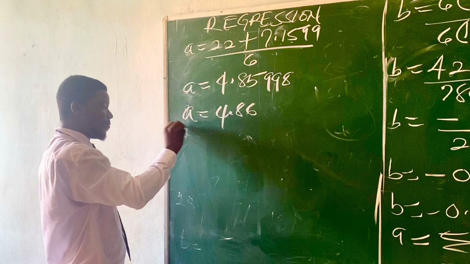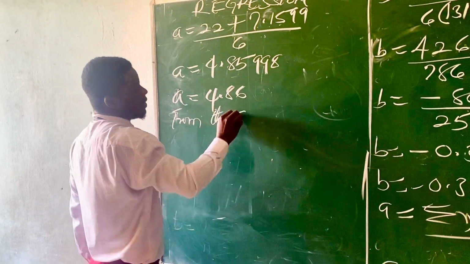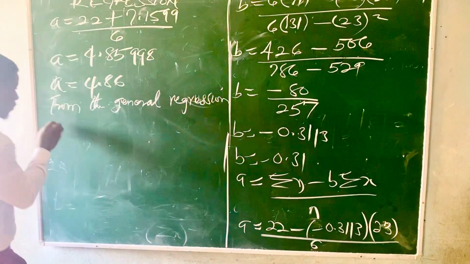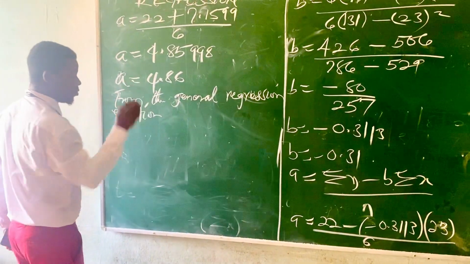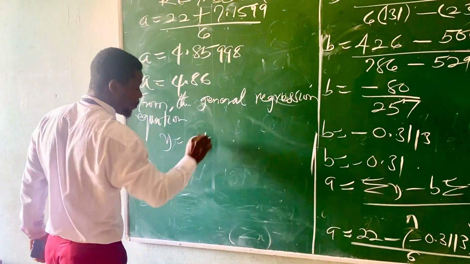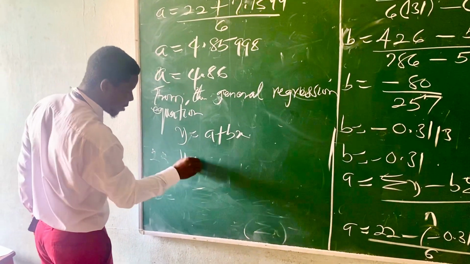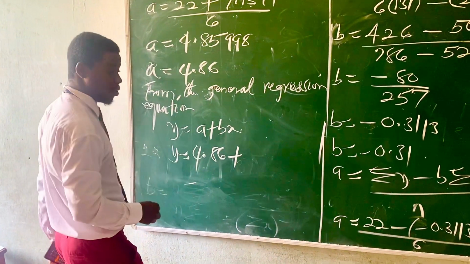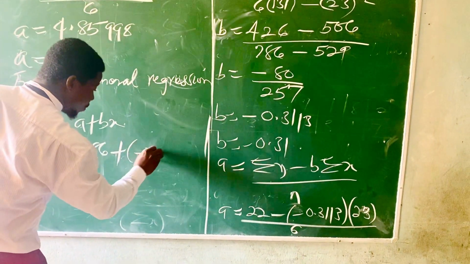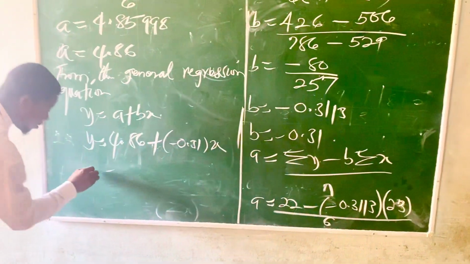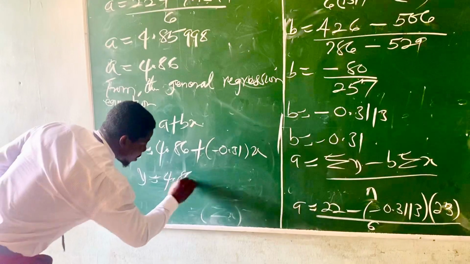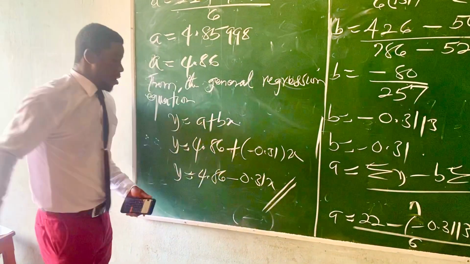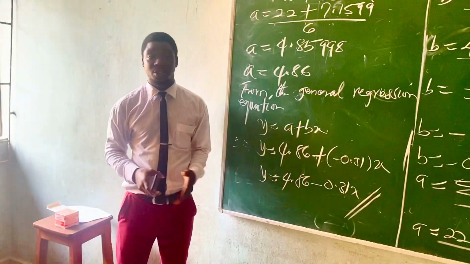So from here now, from the general regression equation, which is y equals a plus bx, it means that y is equal to, of course, our a, which is now 4.86, plus your b, and our b is minus 0.31, then you have your x. So you can now see that y is equal to 4.86 plus times minus, you have minus 0.31x. Wow! And this becomes your regression equation.